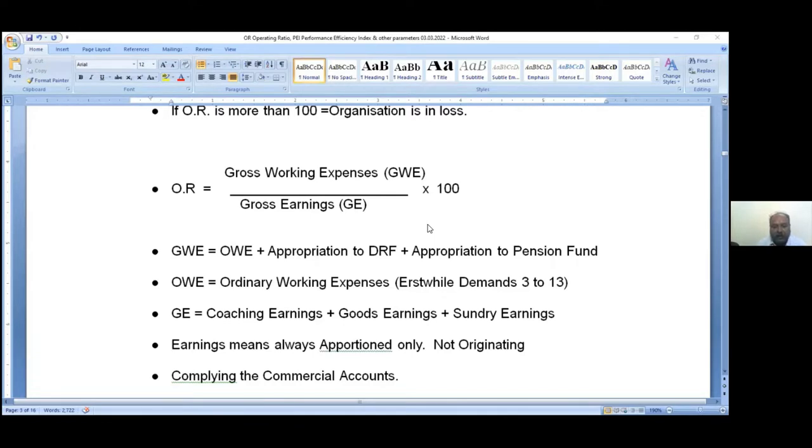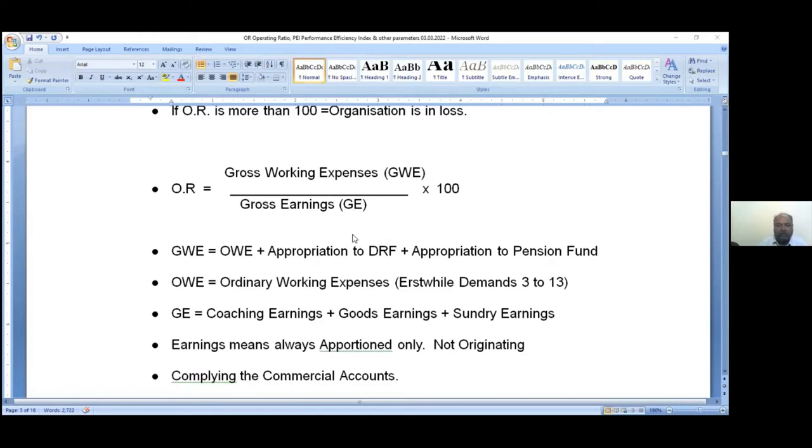Now, what is ordinary working expenses? Ordinary working expenses is equal to S12 demands 3 to 13. S12 demands 3 to 13 is called ordinary working expenses. And appropriation to DRF and appropriation to pension fund, both are covered under demand number 14. And these figures are also required to calculate gross working expense.